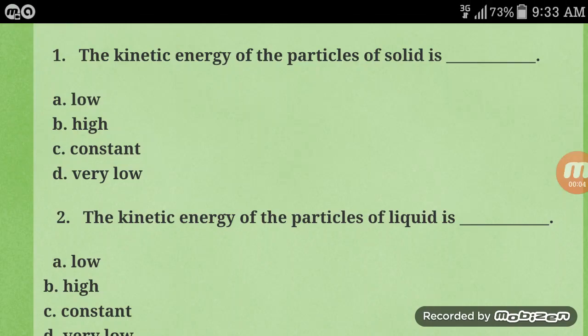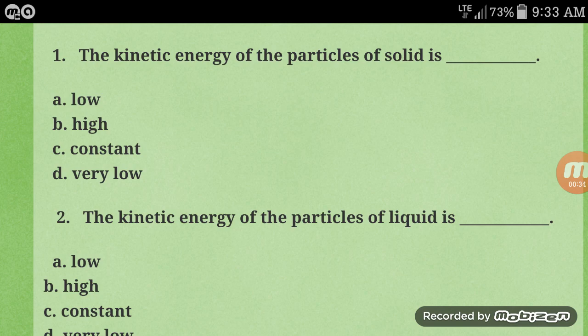Okay, so the kinetic energy of the particles of solid is... Okay, so here, kinetic energy. When I say kinetic energy, the movement of the particles. So when we talk about solid, all the particles are closely packed and tightly packed together. Okay, so their kinetic energy, that means energy in motion, and solid particles do not move that much. So we say that the kinetic energy of solid particles is very low.